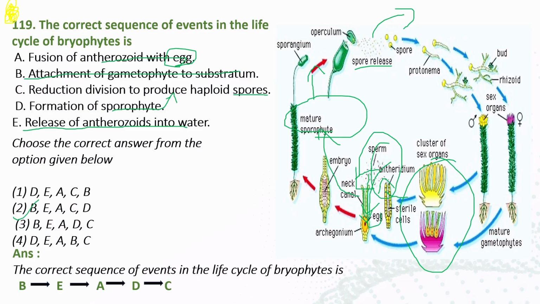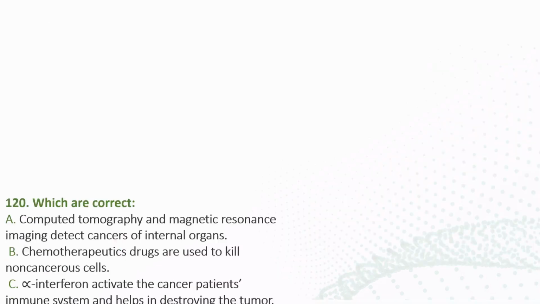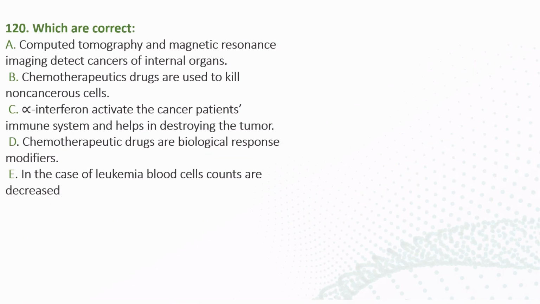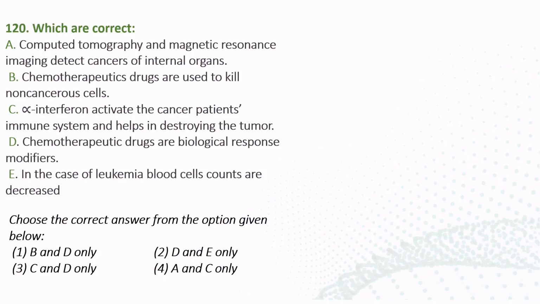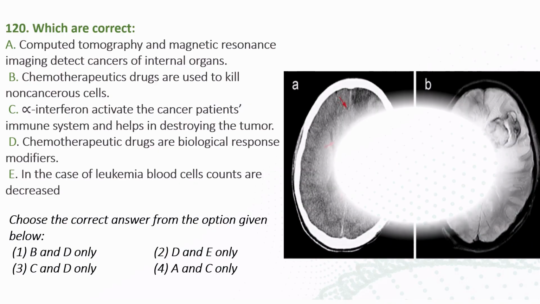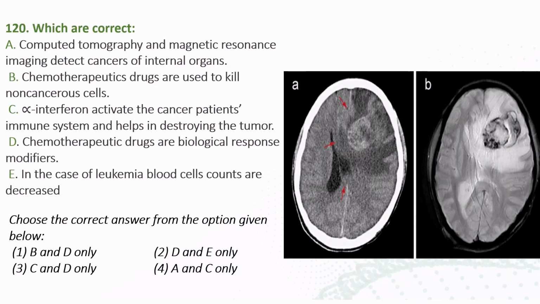Okay, and the next one came from the CT scan and MRI scan that belongs to the tumor cells. This question has four options. You have to say which one is correct here. What is the first option? Computed tomography, nothing but CT, and magnetic resonance imaging, MRI, detect cancer of internal organs. So they are saying that they'll detect the cancer of internal organs.